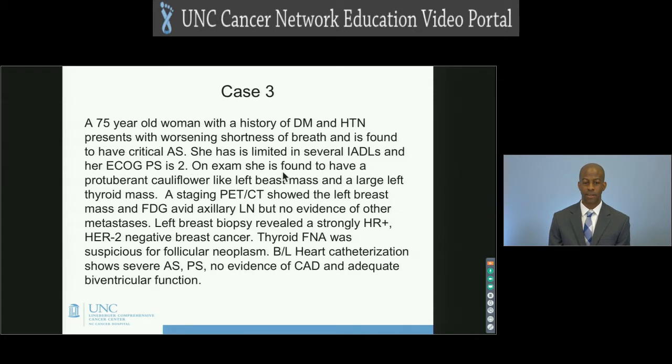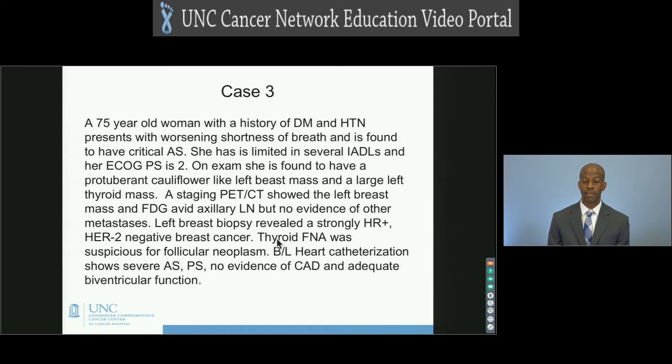On exam, she was found to have a large left breast mass and also a thyroid mass. She had a scan of her whole body, which showed that the left breast mass and some lymph nodes in the armpit were really the only site of involvement. There was no evidence of spread elsewhere outside of that area. The breast mass was biopsied, and it turned out to be a hormone receptor positive breast cancer, so a hormone sensitive tumor. These are tumors that people can live with for very long periods of time with endocrine therapy.